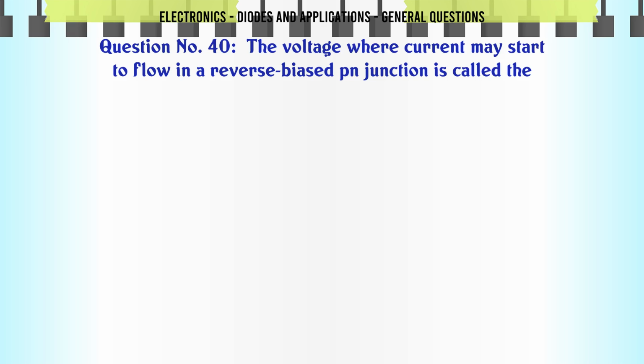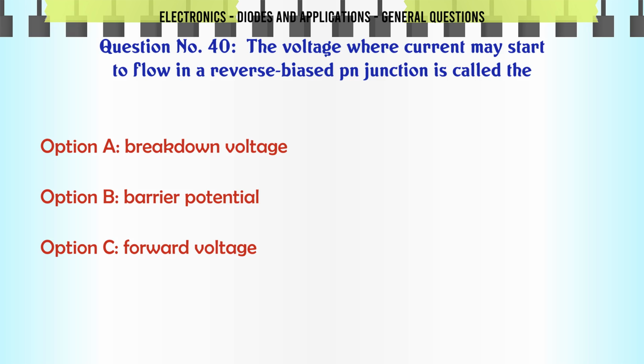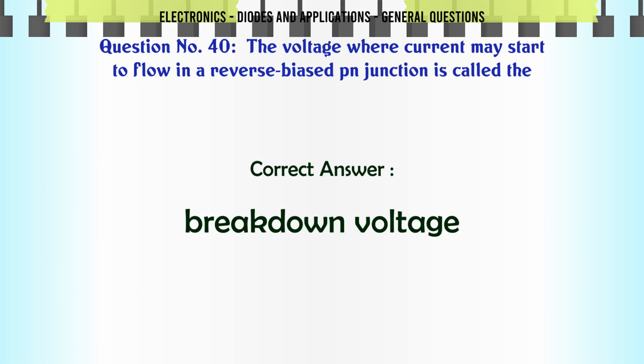The voltage where current may start to flow in a reverse biased PN junction is called the: A. Breakdown voltage, B. Barrier potential, C. Forward voltage, D. Biasing voltage. The correct answer is breakdown voltage.